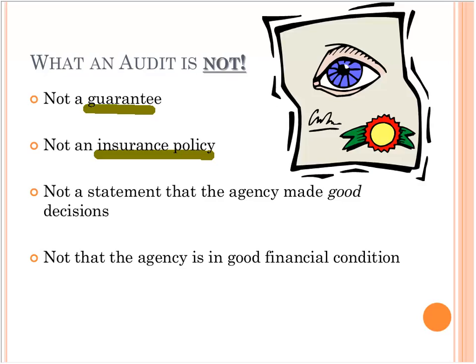And third, it is not a statement that the agency made good financial decisions. Rather, it says that the financial statements are truthfully disclosed and valued. It is up to the reader or the user of those financial statements to determine whether the financial decisions made by the organization were, quote unquote, good. Similar to that, it also is not a statement that the agency is in good financial condition. The audit report would merely say that the numbers are accurate. It is up to the reader or the user to interpret the health and financial condition of the organization that has been audited.